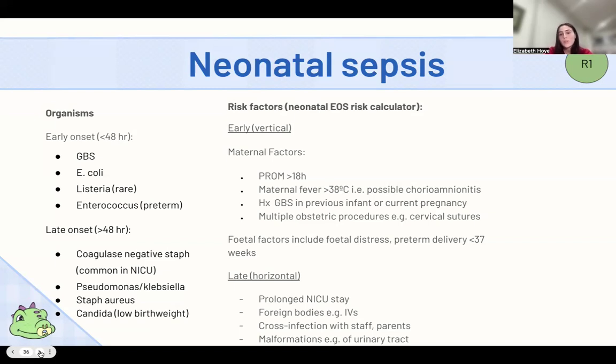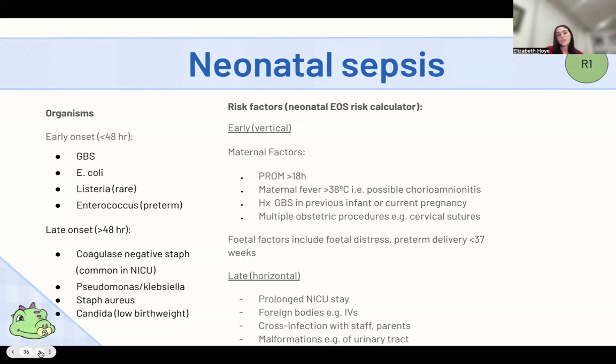So for early onset, which is earlier than 48 hours after birth, so within the first 2 days of being alive, some of the factors that could lead to early sepsis is PROM of greater than 18 hours, a maternal fever, because that could indicate any chorioamnionitis, so another form of infection. If the mother was GBS positive during this pregnancy, or even if they have had GBS in a previous birth, or if their infant from a previous birth had GBS rather, or if the mum has any history of multiple obstetric procedures, which could increase a risk of infection.